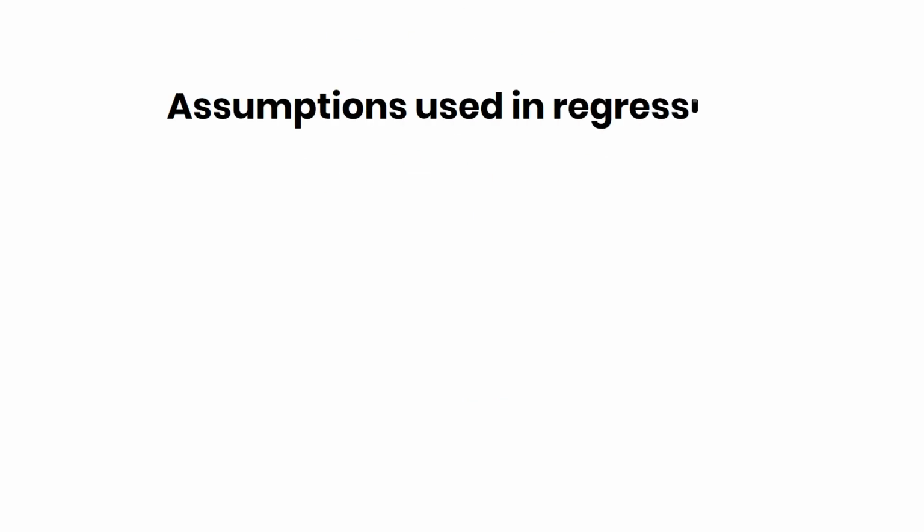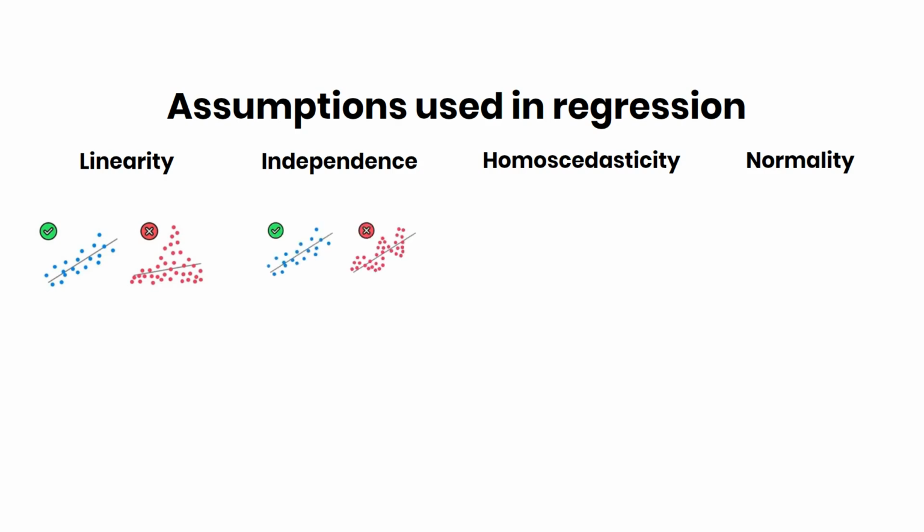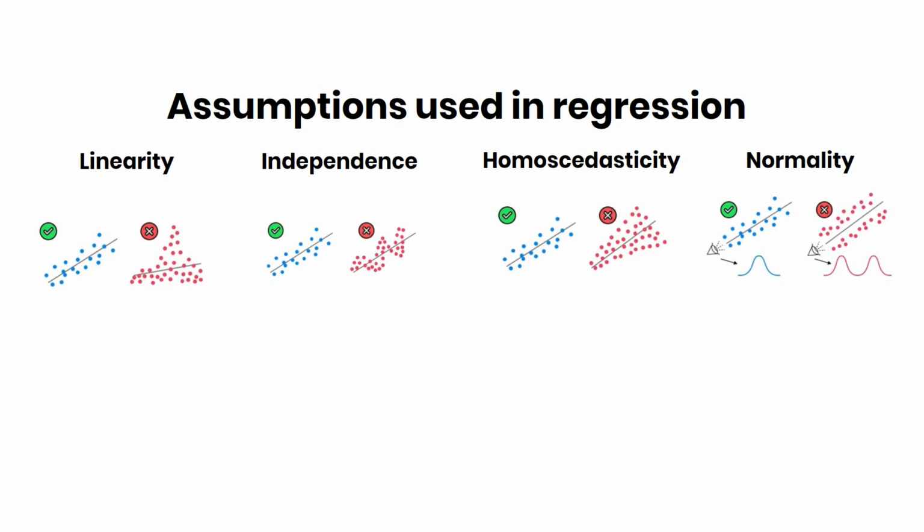Understanding the assumptions used in regression is crucial for interpreting the results accurately. These assumptions include linearity, independence, homoscedasticity, and normality. Linearity assumes that there is a straight-line relationship between the independent and dependent variables. Independence assumes that the residuals are independent of each other. Homoscedasticity assumes that the residuals have constant variance at every level of the independent variable. Normality assumes that the residuals are normally distributed.